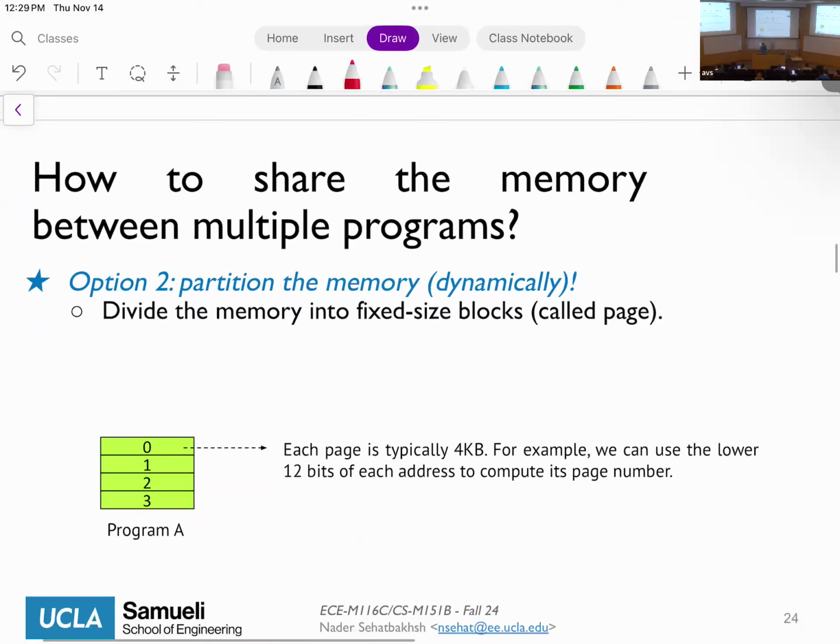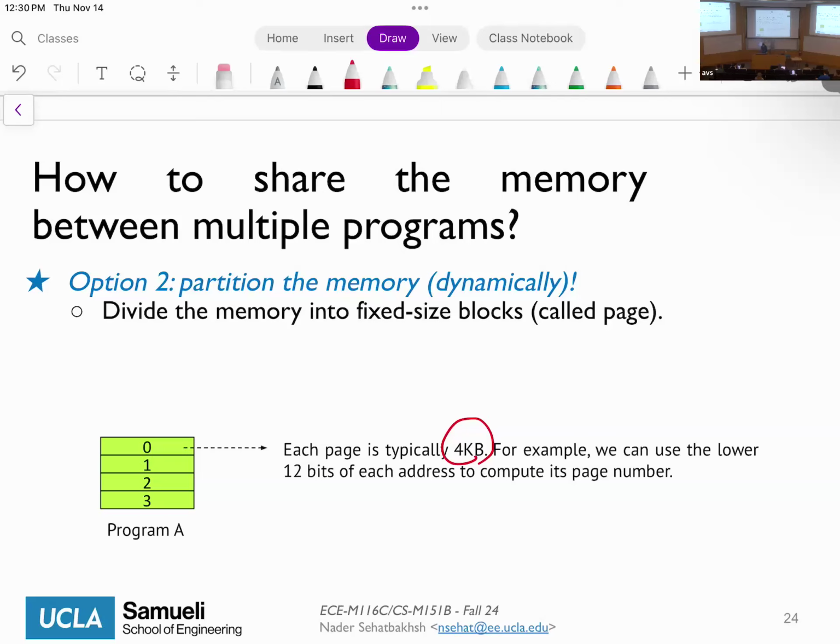What happens then is that, as I said, each page is 4 kilobytes. And remember that you still want byte addressability, right? Which means that I want to access each page, but I also want to be able to access a byte within that page.